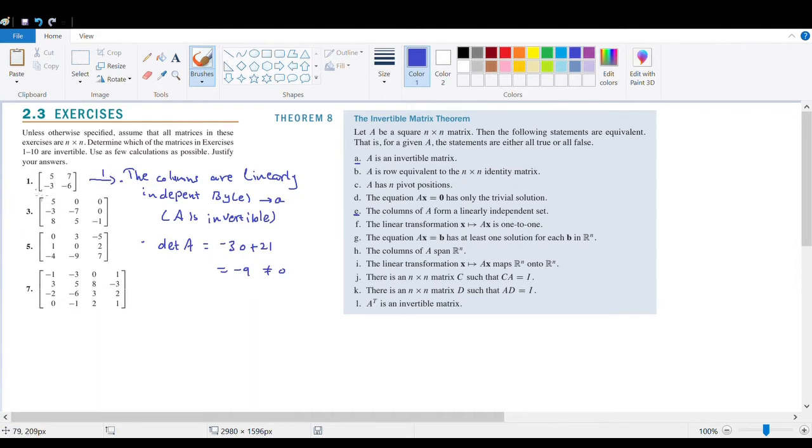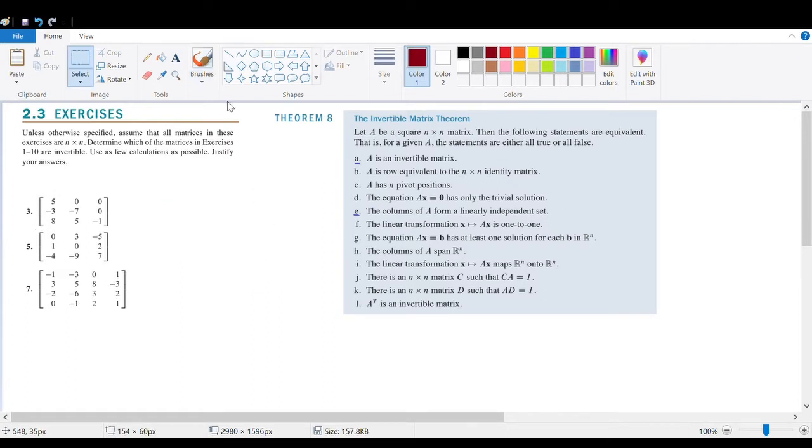Now let us see number 3. For number 3, we have a 3 by 3 matrix. We cannot say directly from here whether the columns are linearly dependent or linearly independent unless we do some row operations. So let us do some row operations to know if this matrix has a pivot in each row. That means the columns are linearly independent, and that means A is invertible.